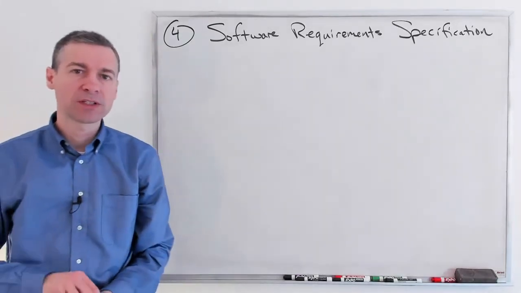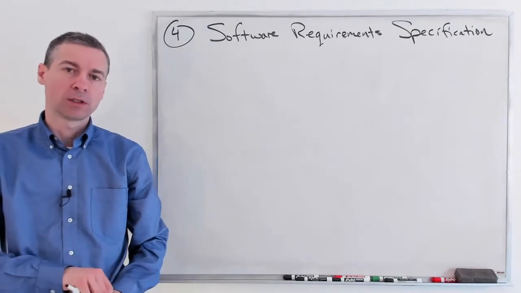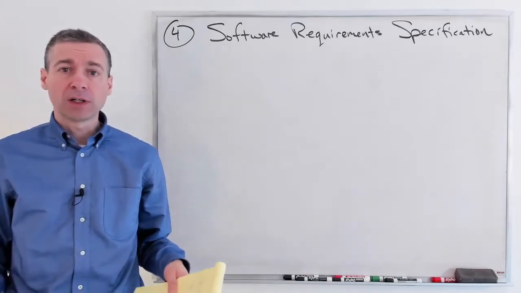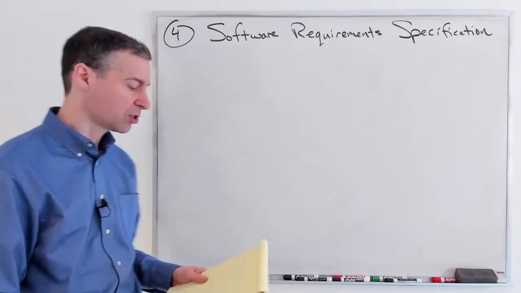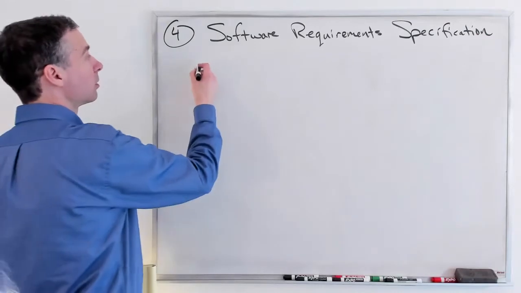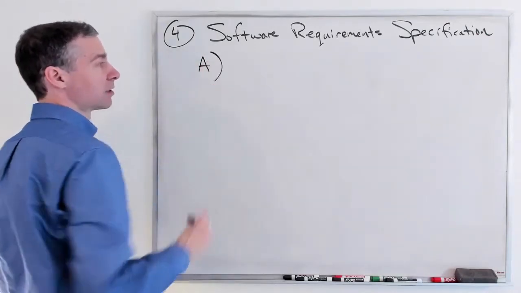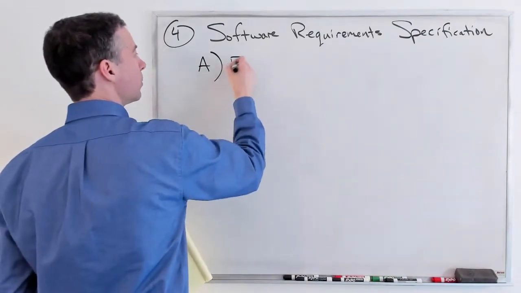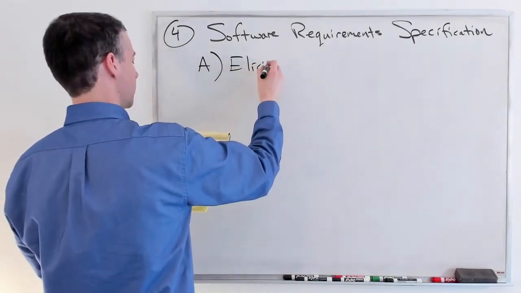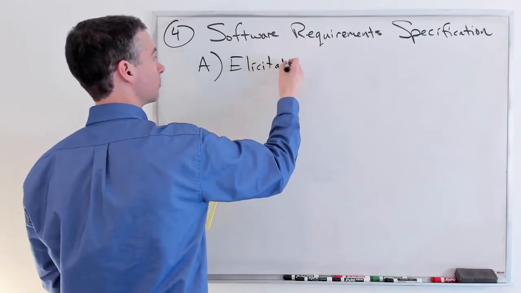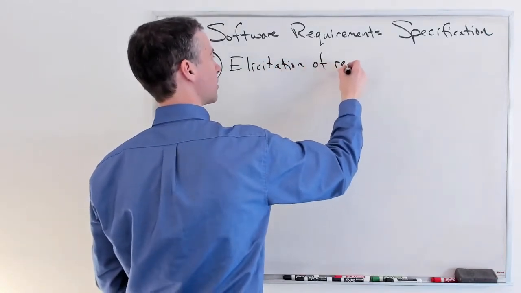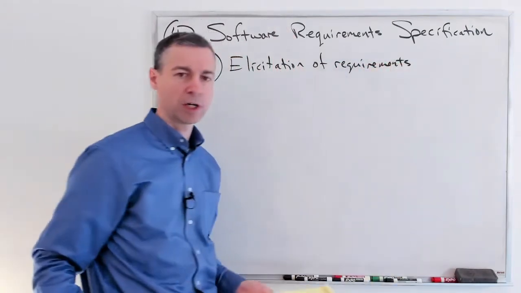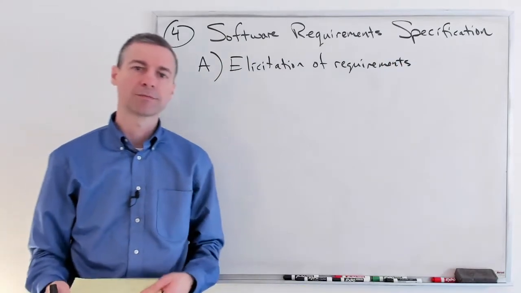All right, here we go, continuing with our waterfall approach to software development. Step 4 in the waterfall, the software requirements specification. The first part of this might seem a little strange, but the reality is we need to have elicitation of the requirements. We don't have all the requirements from one interview with a client.